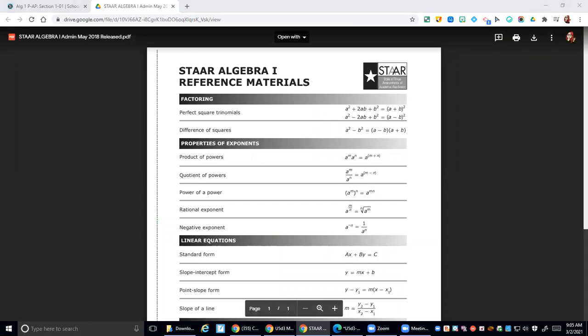And today, the first one that we're going to be covering is just this one, the product of powers, okay? And tomorrow we'll be doing quotient.